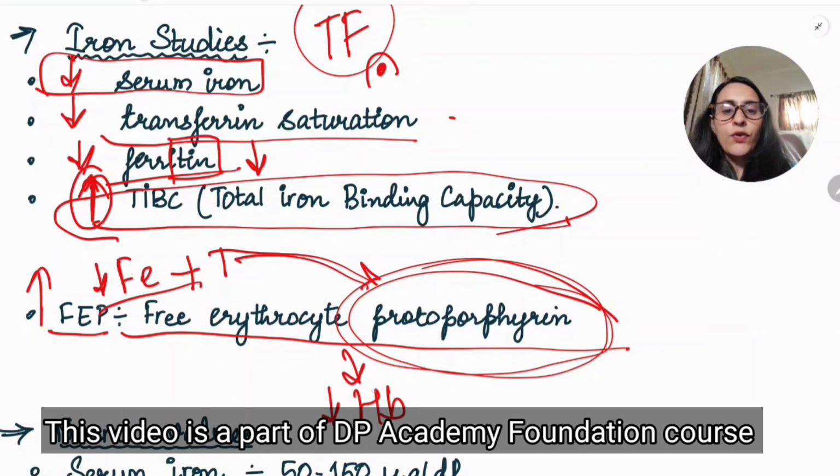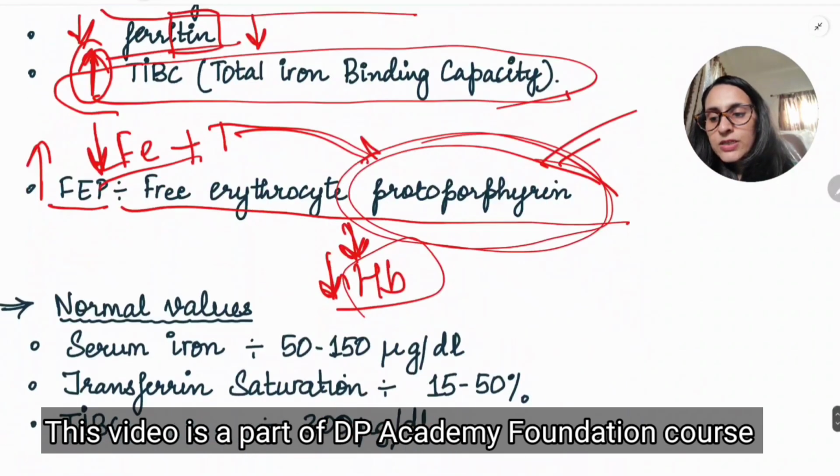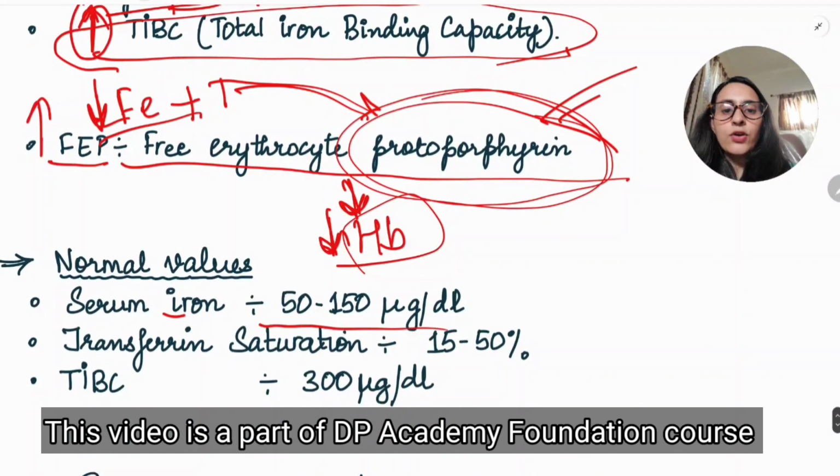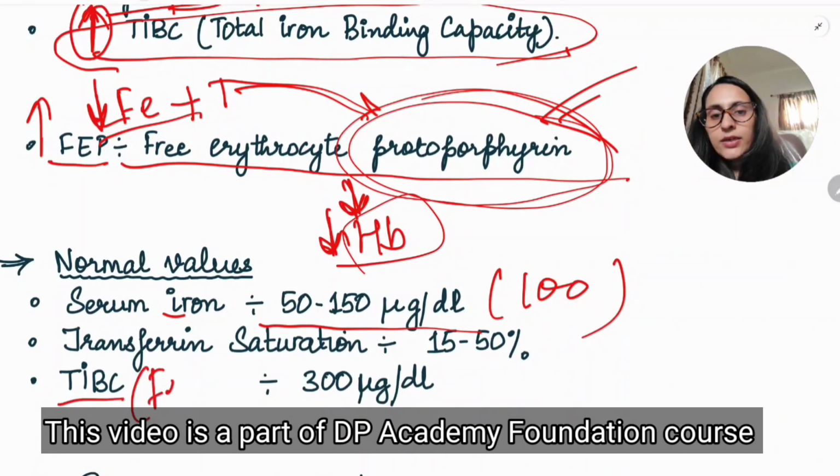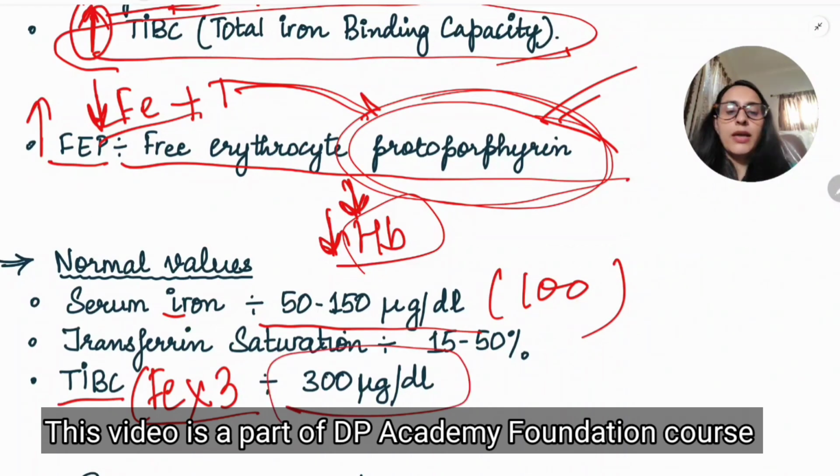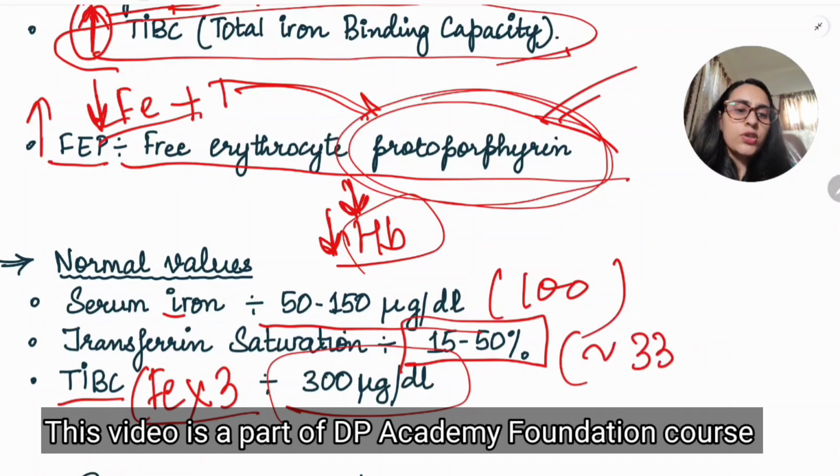So this iron combines with the protoporphyrin to make hemoglobin. Iron is less, hemoglobin is less. That is why the protoporphyrin is free in the blood, and that is why the free protoporphyrin count increases. What is the normal serum iron level? It is 50 to 150 micrograms per deciliter. You can remember an average of 100. And total iron binding capacity, just calculate it by multiplying by 3. So what is 100 into 3? It becomes an average of 300 micrograms per deciliter. Transferrin saturation is normally 15 to 50%. We have studied that it is almost around 33%.